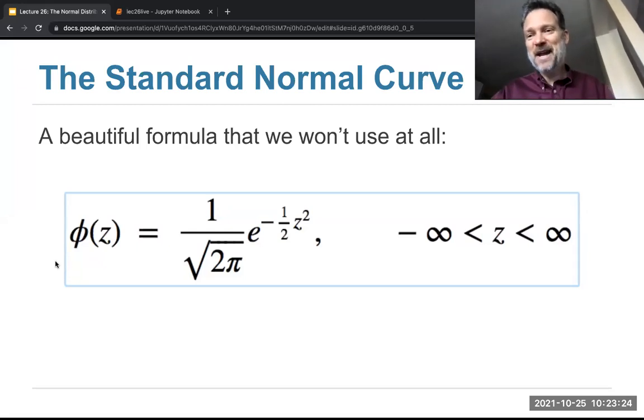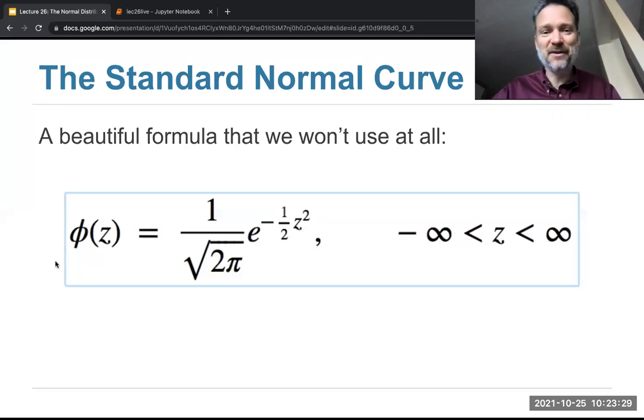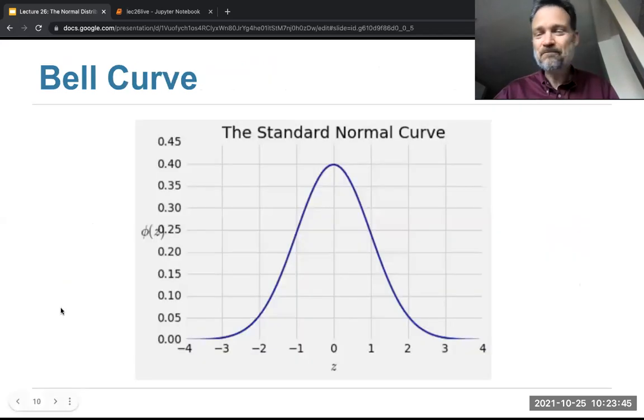Now, there's some beautiful mathematics behind it. There is an equation for the shape of this bell-shaped curve that's kind of beautiful because it relates e and pi and 2 and these mathematical constants that you wouldn't think have any relevance, but you don't need to know that for this class, and we're not going to use it. What's relevant to you is that the shape of the normal curve, the standard normal curve, looks like this. You can see why it's called a bell-shaped curve.